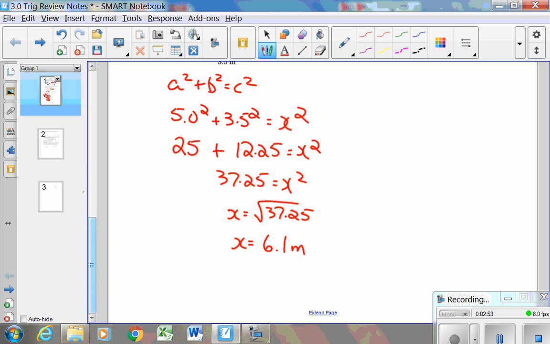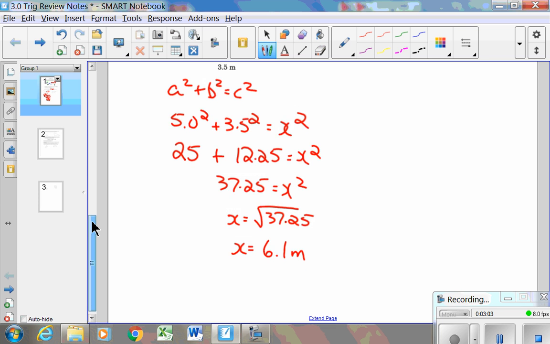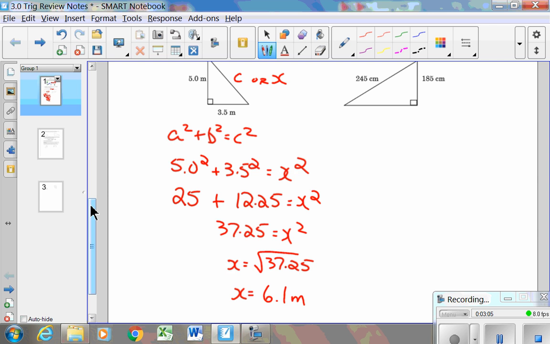That's a reasonable answer as well, because the hypotenuse should be longer than the other two sides. So one side is 5, one side is 3.5. Hypotenuse 6.1 makes sense. So a quick review of a squared plus b squared equals c squared when you're solving for the hypotenuse. Let's do the second example, and let's solve for the non-hypotenuse side. You can call it a or b or x. Let's say this is b, or later on we'll call it x.